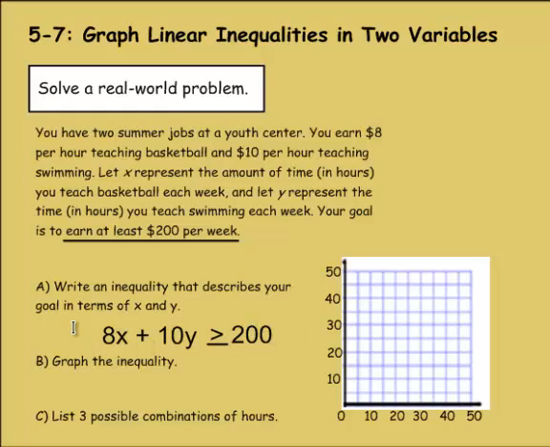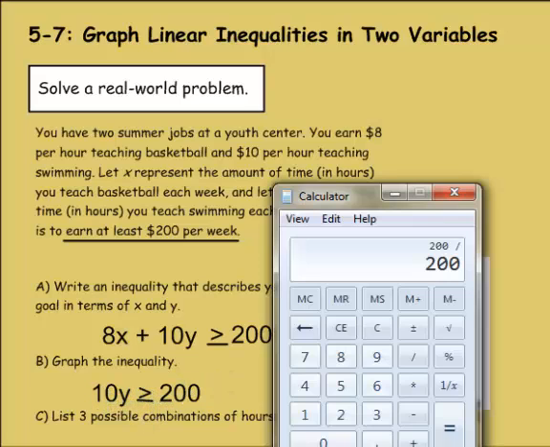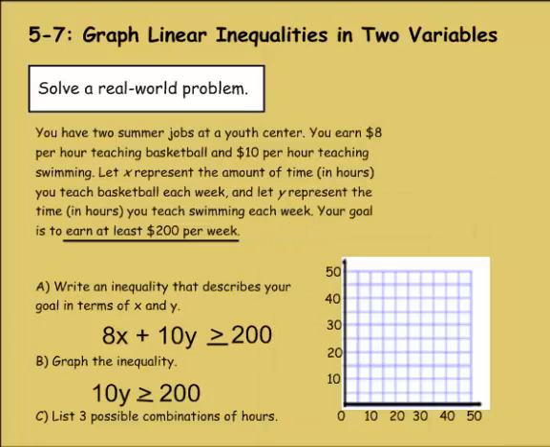And I can graph this using the intercepts. So I could change the x into a 0, for example. So 8 times 0, which is just 0, so we'll erase that, plus 10y is greater than or equal to 200. So if I divide both sides by 10, 200 divided by 10 would be 20. So when x is 0, y is 20. We got that point right there. Make it nice and big.